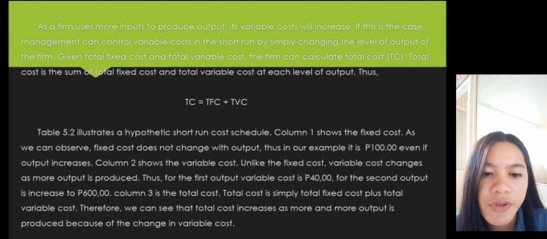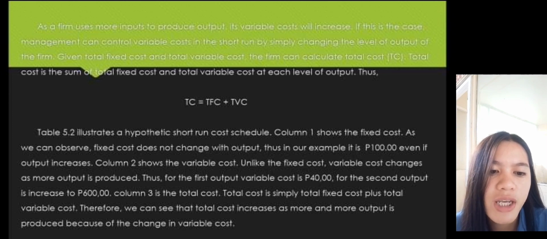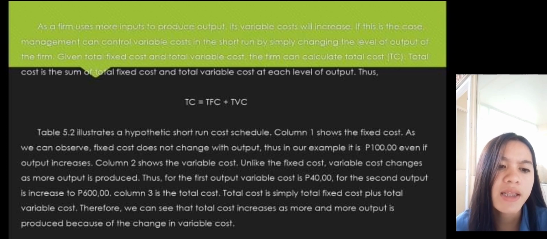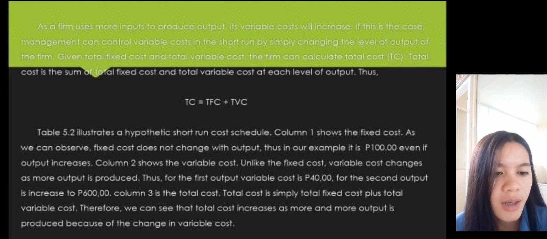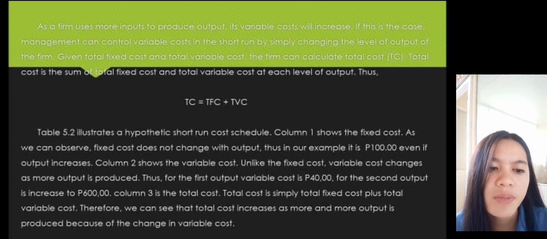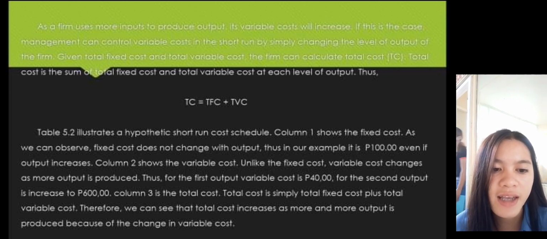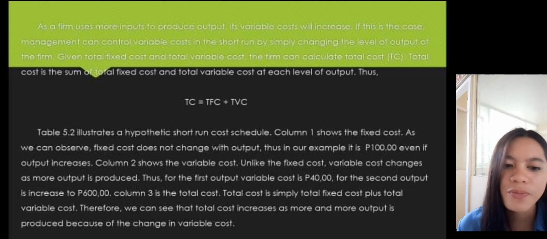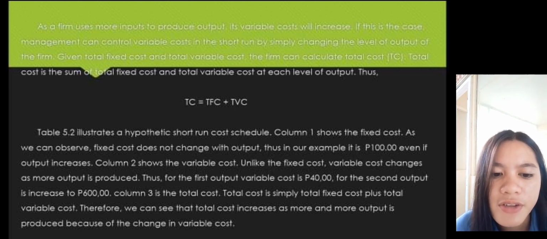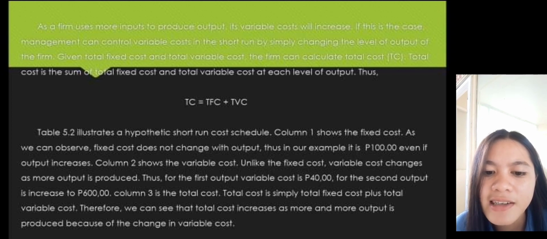As we can observe, fixed cost does not change with output. Thus, in our example, it is 100 pesos even if output increases. Column 2 shows the variable cost. Unlike the fixed cost, variable cost changes as more output is produced. Thus, the first output variable cost is 40 pesos. For the second output, it is increased to 600 pesos.